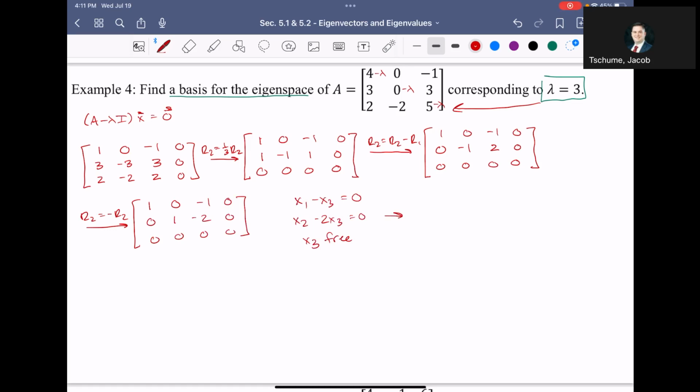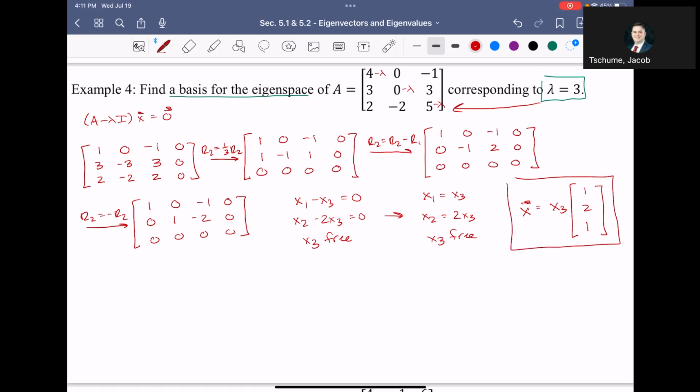Solving for your basic variables here, you will get that x1 is equal to x3, x2 is equal to 2x3, with x3 still being free. Now, going back to the first problem we did with eigenvectors, we wrote this in parametric vector form. So we would write that vector x is equal to your free variable x3, and then you've got to find the coefficients here. So let's see, using your coefficients, that would be 1, 2, and then 1 since it matches the free variable. And this right here would generate every vector in the eigenspace.